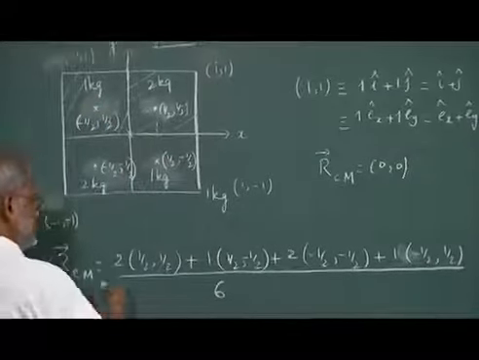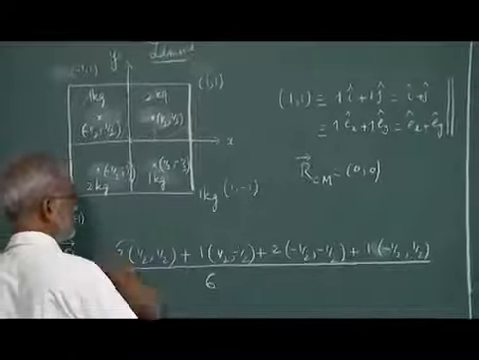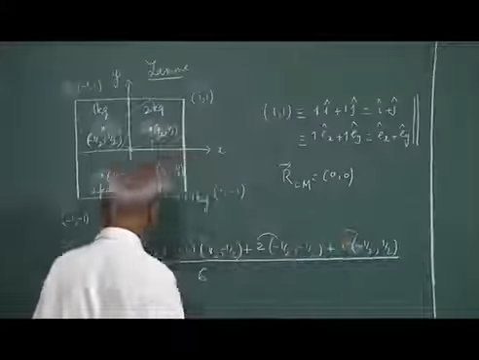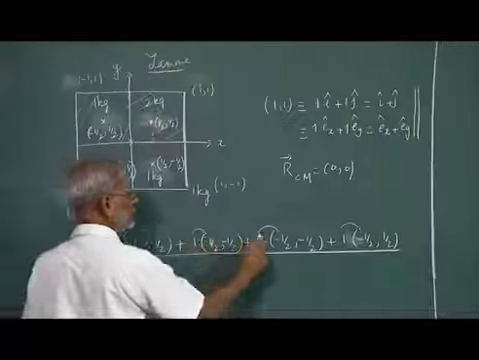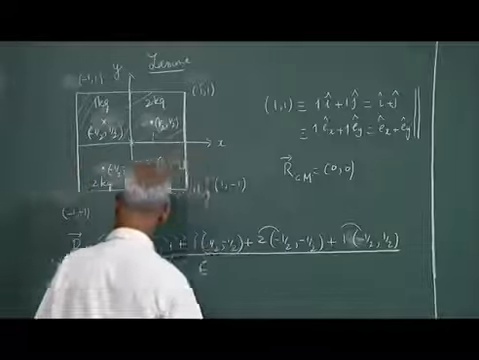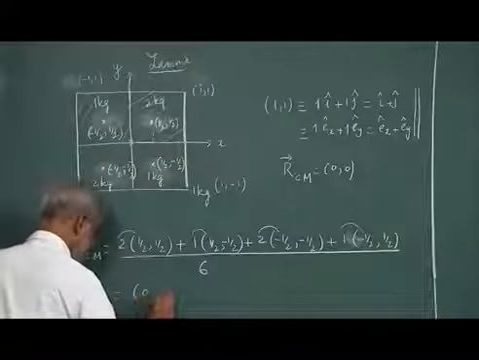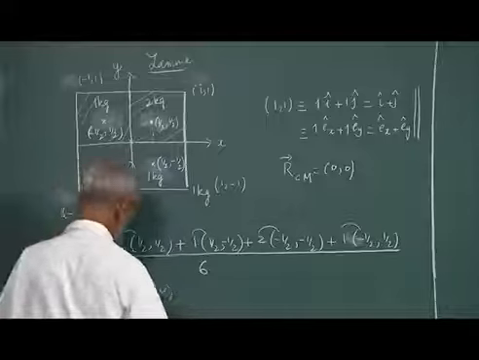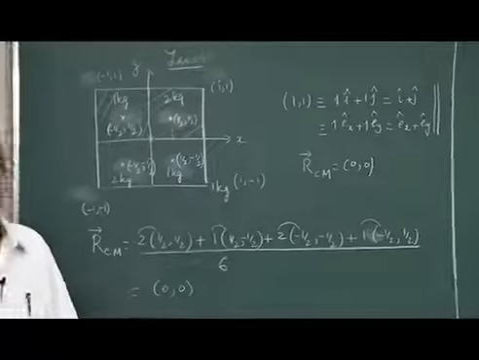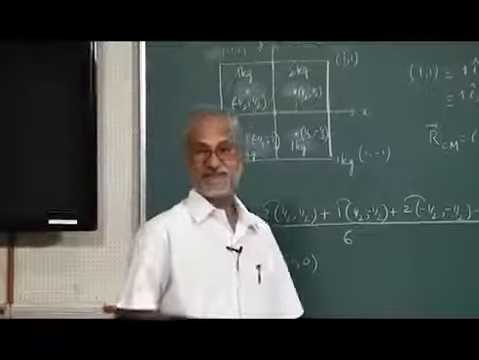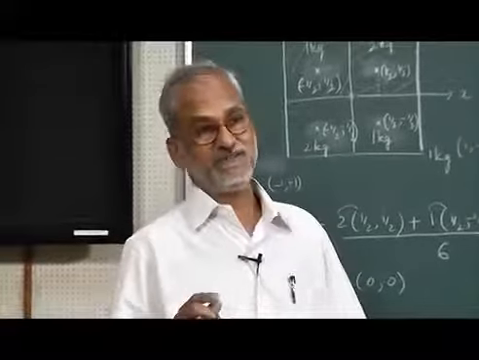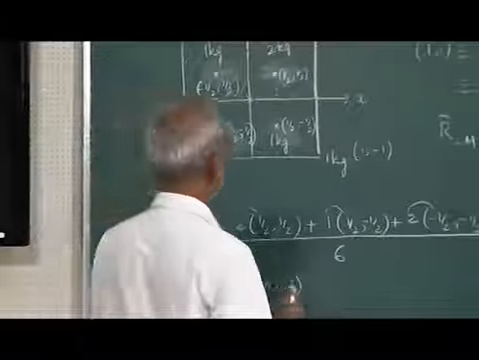Now you can see what is going to happen: this is half, this is minus half, plus half, minus half. Similarly, half and minus half will cancel, and then you have minus half with plus half. Therefore, you again get the answer as the origin. Okay, the origin is the center of mass. Please don't be under the impression that in any problem where you are required to calculate the center of mass, it is going to be the origin. I have chosen it for the sake of convenience.